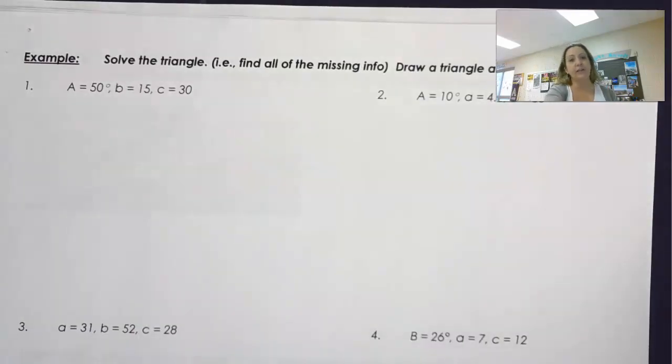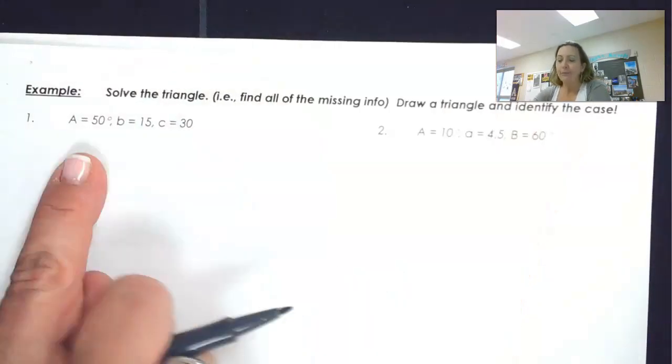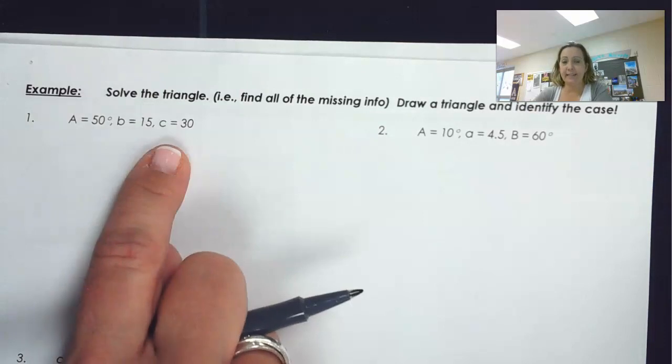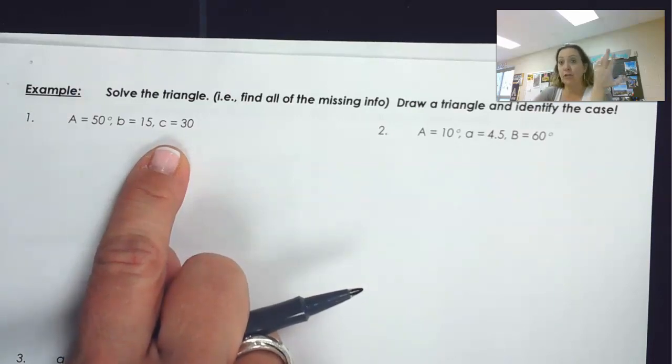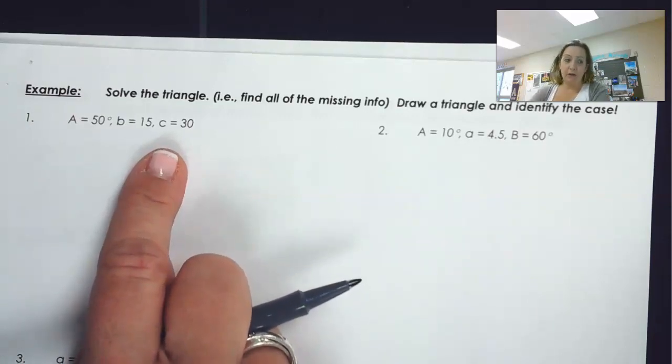Let's do some problems. So in these examples, we're going to solve the triangle, and that means that we're going to find all of our missing information. This says to draw a triangle and to identify the case. And I think you can draw the triangle if you would like to. I sometimes just see, can I set up a ratio? Okay. So in example 1, I have angle A, side B, and side C. Can I set up a ratio and use the law of sines? Do I know an angle and a side opposite that angle? I sure don't. And there's no way for me to find that. So because I can't use the law of sines, I'm going to use the law of cosines.